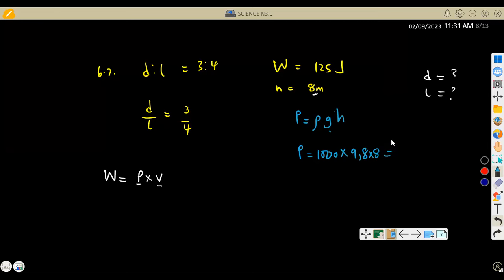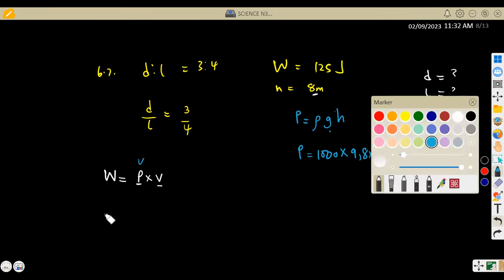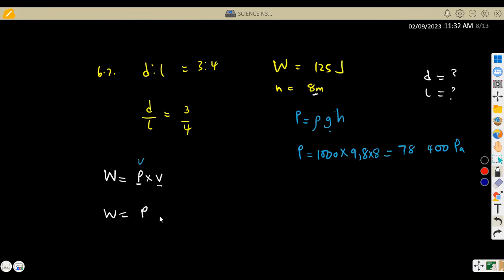If we multiply this, we obtain 78,400. We can even write it in kilo or just leave it like that, which is pascals. So we have the pressure and the volume. Let's expand this formula. Our work done is going to be pressure times the volume, where we know that volume is area times stroke length.